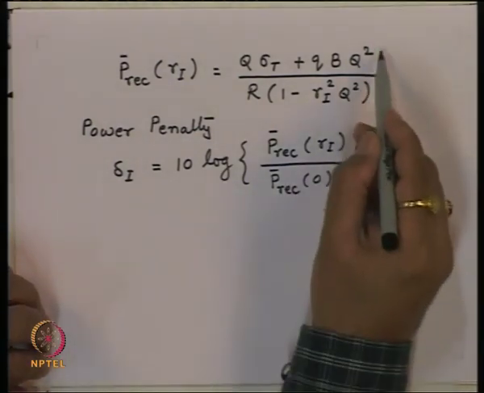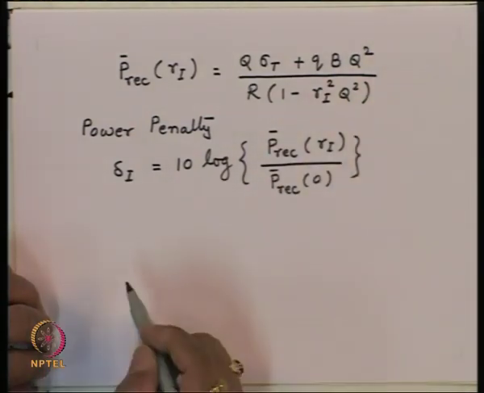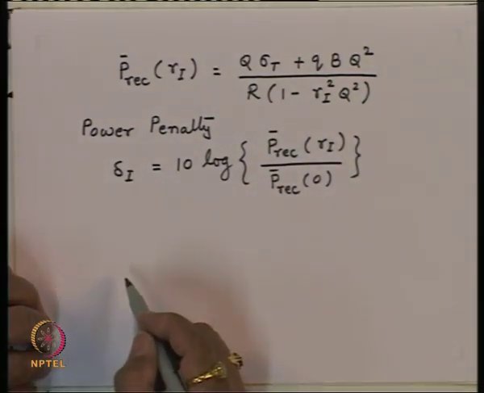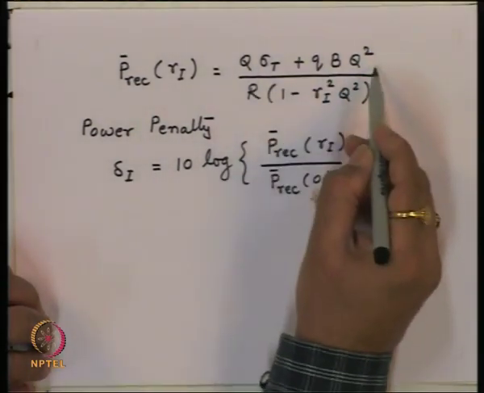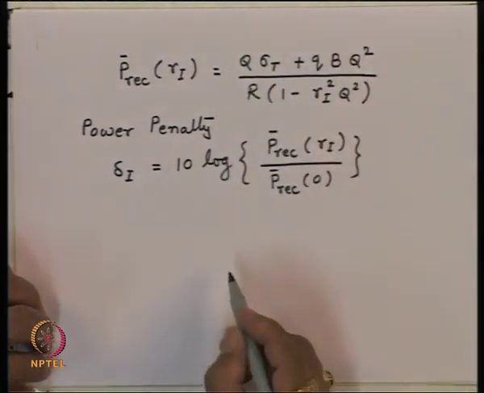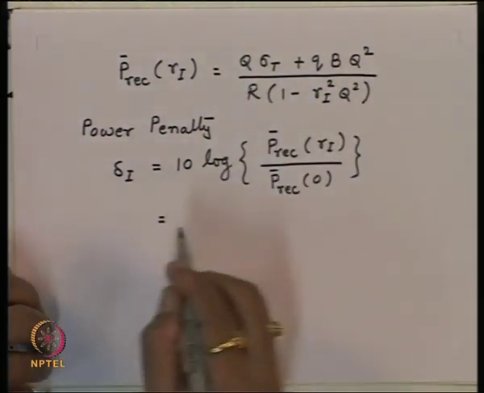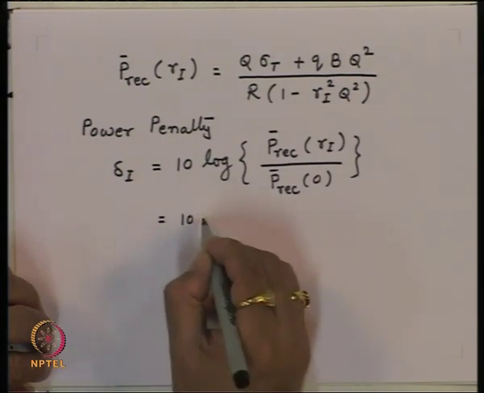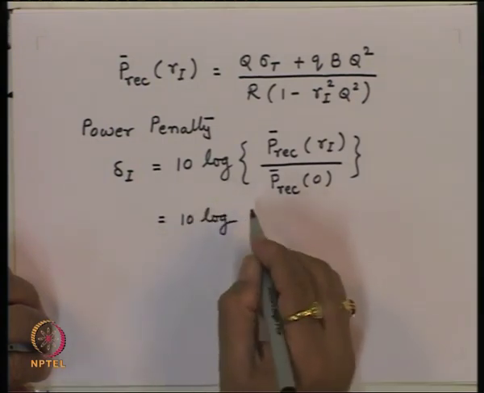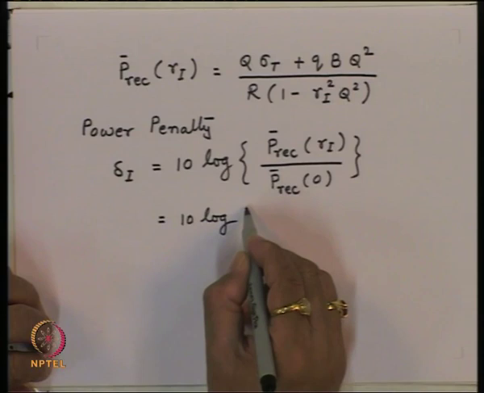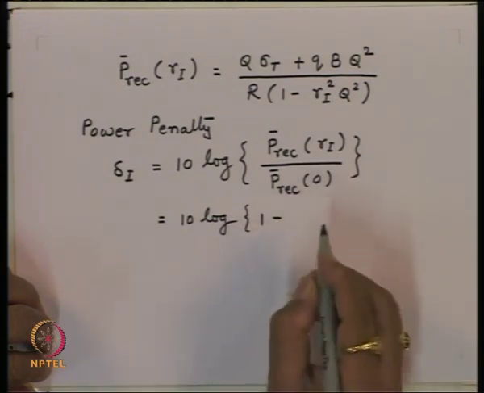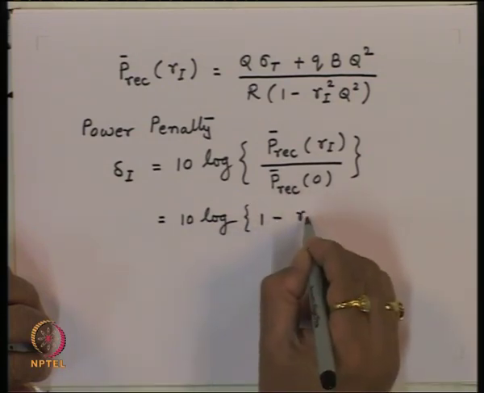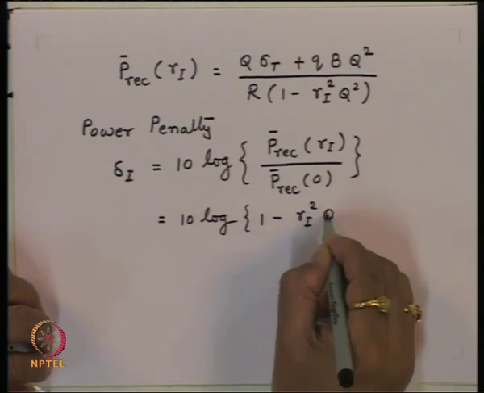So again, this term is the same. When I take a ratio, essentially this is the term which will cancel. So we get the power penalty, which will be 10 log of 1 minus Ri square into q square.